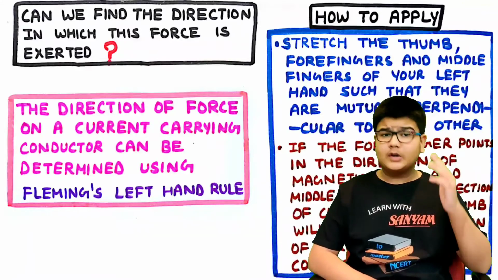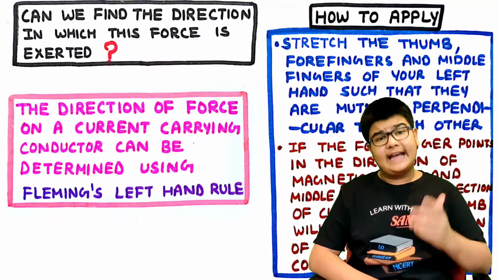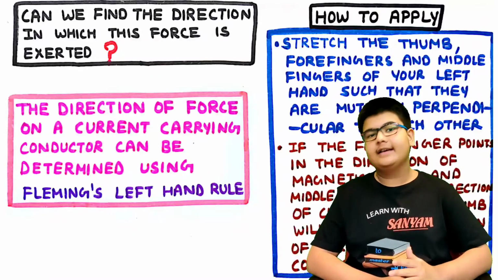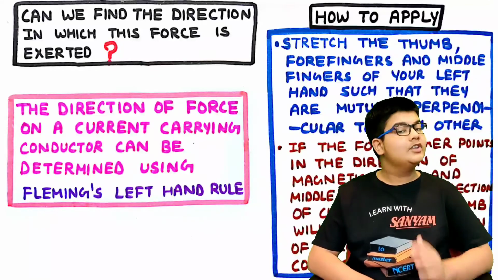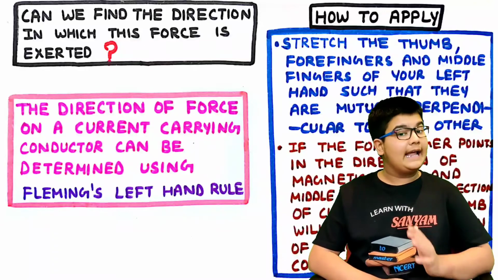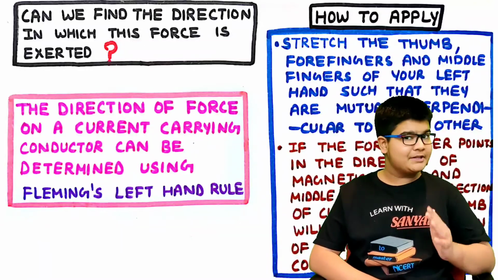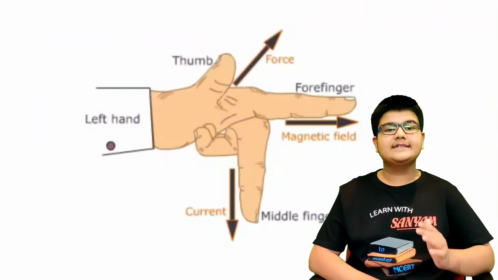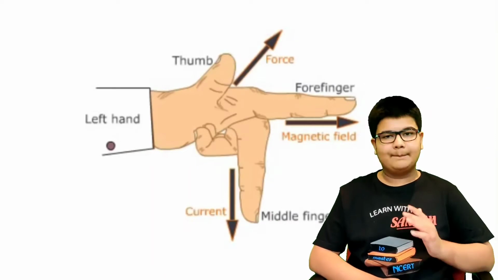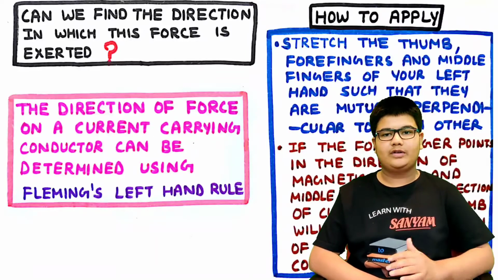But now the question arises: can we find the direction in which this force is exerted on the conductor? The direction of force on a current-carrying conductor can be determined using a very special rule known as Fleming's left hand rule. Now, let's see how to apply Fleming's left hand rule.